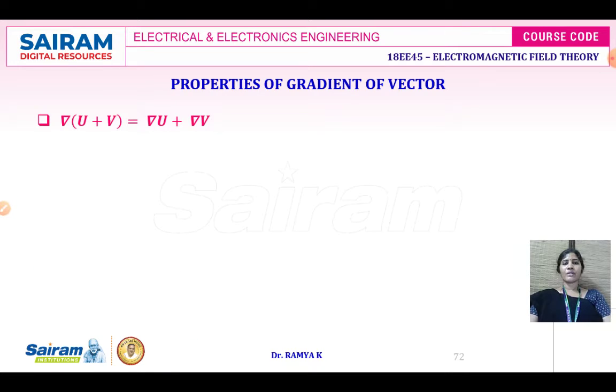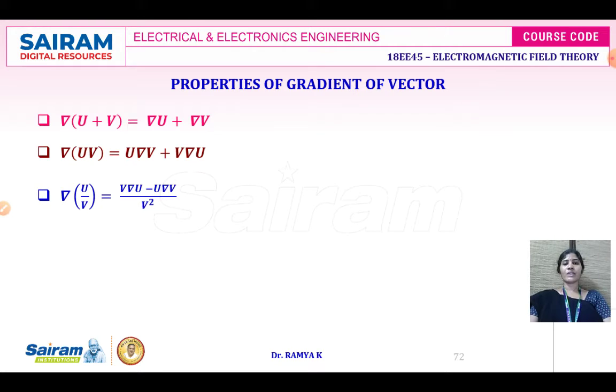Properties of the gradient. These three properties will be used often when we are deriving expressions. In between the derivation we have to assume certain things, and at that moment we will be using these properties of the gradient of a vector. These are the additive property, multiplication property and division property. Grad of (U plus V) is equal to grad U plus grad V. Grad of (U dot V) is equal to U dot grad V plus V dot grad U. Grad of (U by V) is equal to (V dot grad U minus U dot grad V) divided by V square.